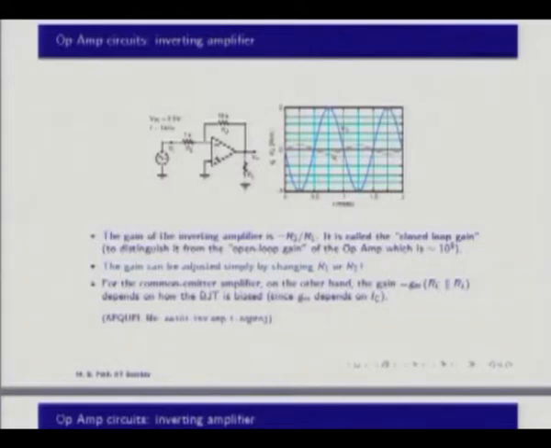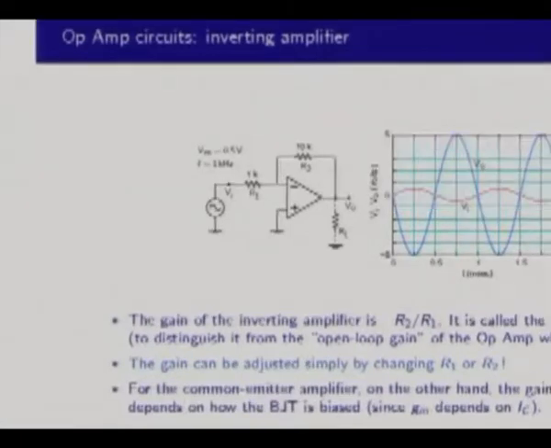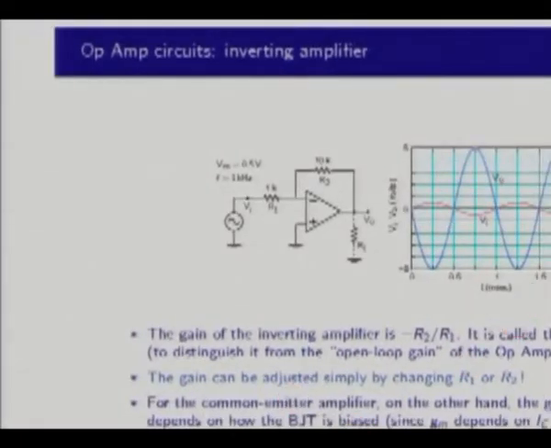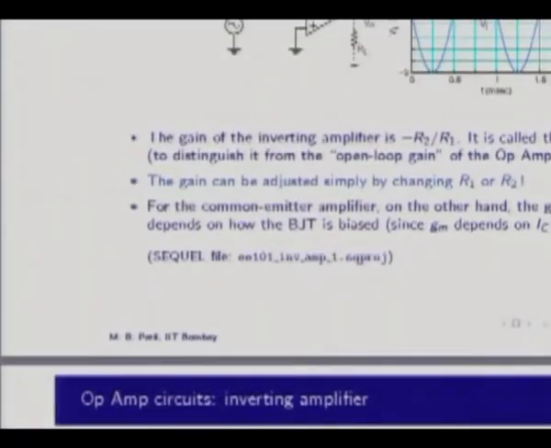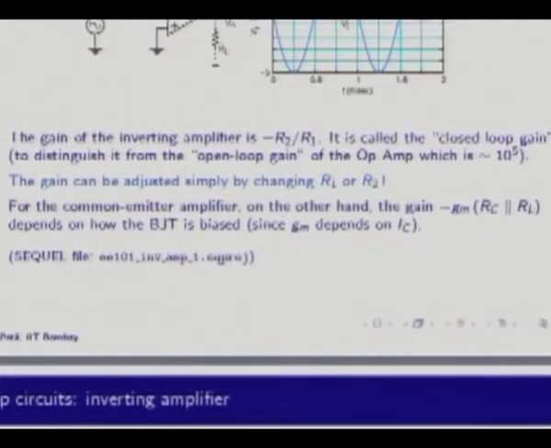Okay, here is a very important point, something that we actually did say earlier. Okay, now so this is very crucial. Okay, so the gain of this inverting amplifier is minus R2 by R1. Right, it is called the closed loop gain as opposed to the open loop gain, which is very large, 10⁵. The closed loop gain R2 by R1 can be adjusted simply by changing R1 or R2. Okay, it's as simple as that, and you don't need to worry about what this will do to the bias currents inside the op amp and so on.